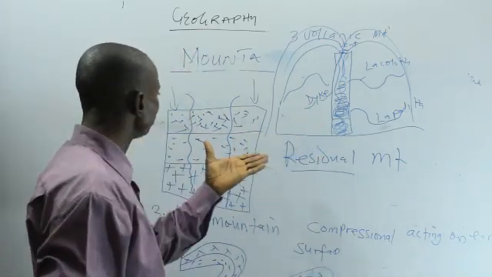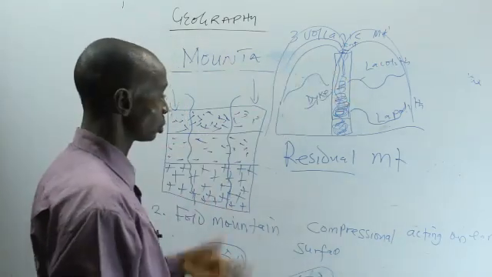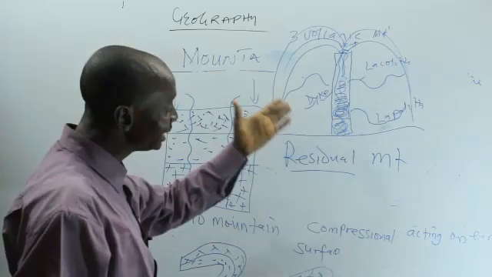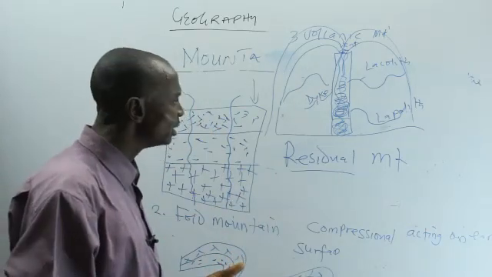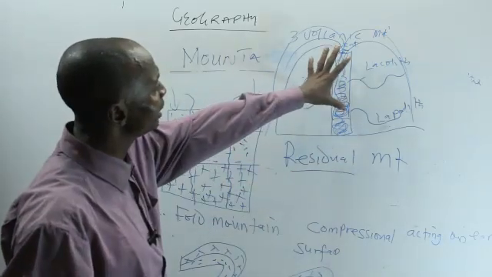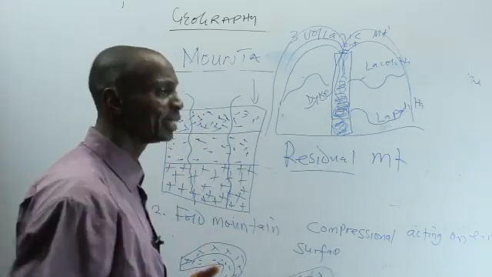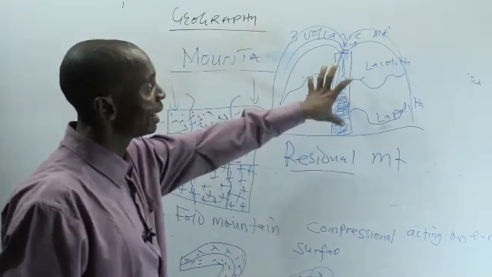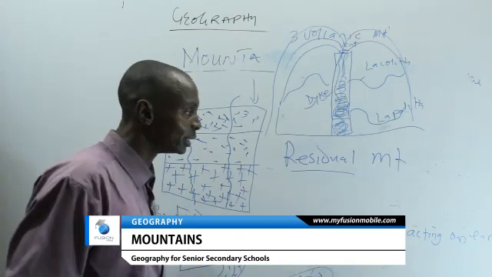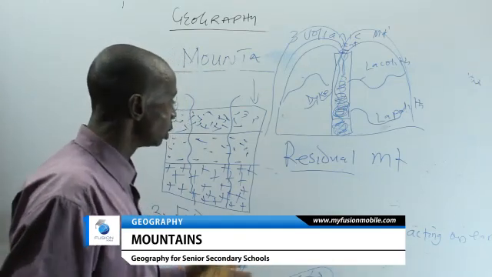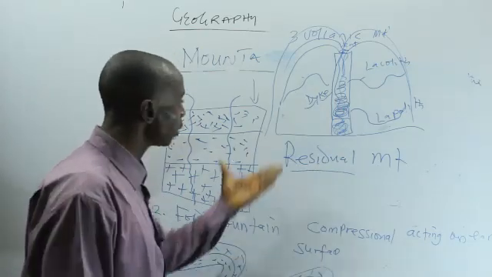Then we have residual. Residual can be formed from either block, volcanic or fold mountain. What happens is when these rocks are subjected to the agents of denudation, it can be wind, it can be ice or glacier, it can be wave, it can be water. Now, when this standing mountain is subjected to wearing and tearing continuously, it will come to a point where the resistant part of any of these mountains, either block, volcanic or fold mountain, will refuse to go. That which remains now forms what we call residual mountain. So far so good. We have discussed what mountain is.